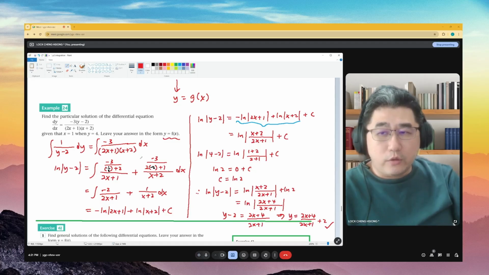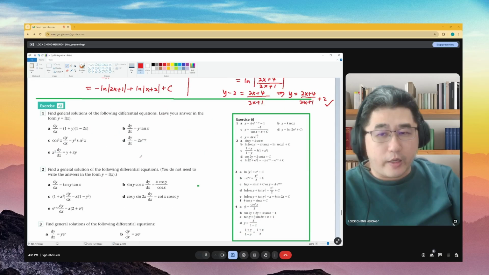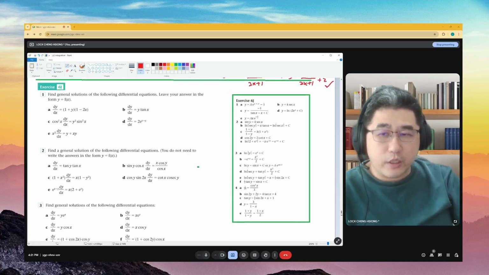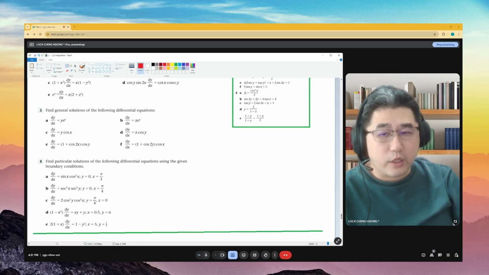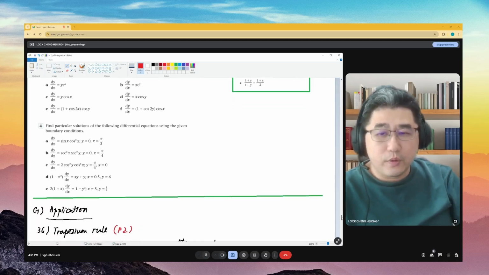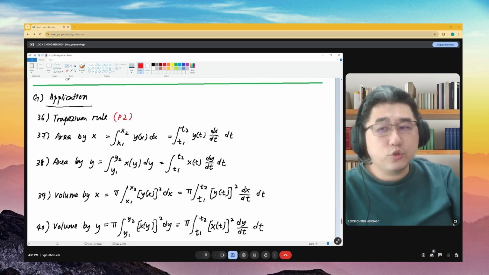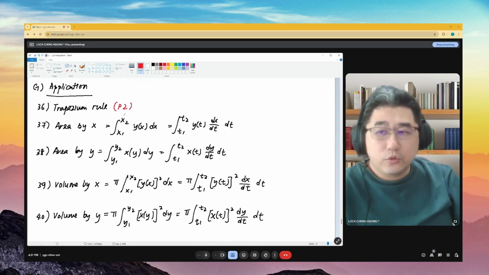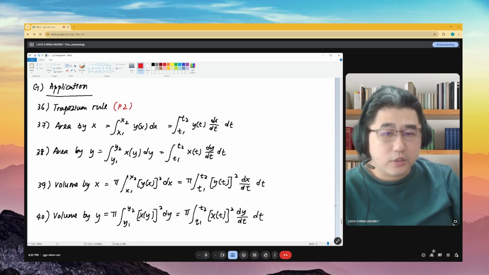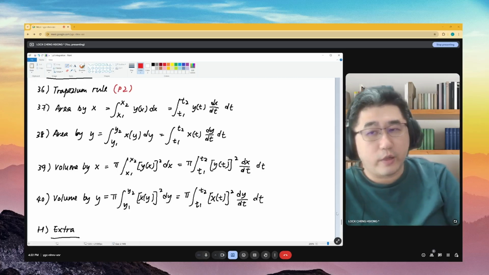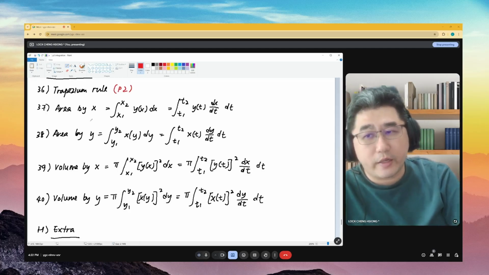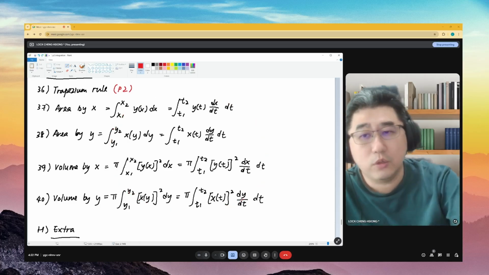Okay, then over here, for this integration technique, separating variable, you'll be expected to know all the previous tools already. And over here, there will be questions that you can do. Questions given, I hope that you actually try it. Then comes application. Rule 36 is not inside P3, so we ignore it. Then this section is application, therefore they can ask you anything. So they can ask you area by x, area by y, volume by x, volume by y. They are just formulas that you need to know how to apply.